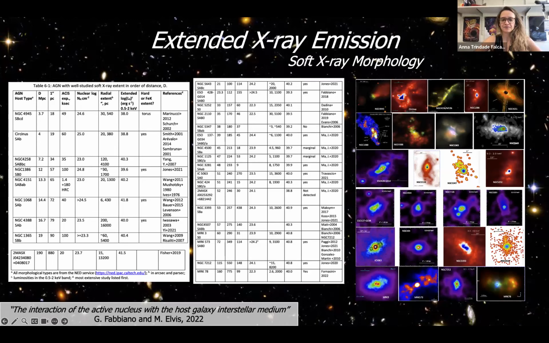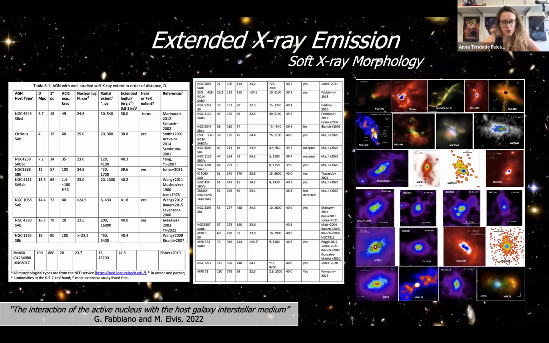And usually when you are imaging these structures, you require a good signal to noise, and that usually translates to about 100 kiloseconds with Chandra ACIS. And here we can see 25 AGNs that at that time had been detected with soft X-ray emission and were mapped with Chandra.